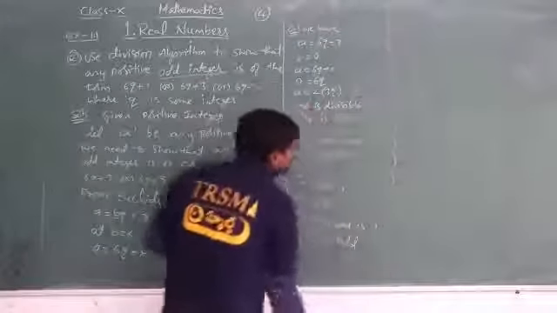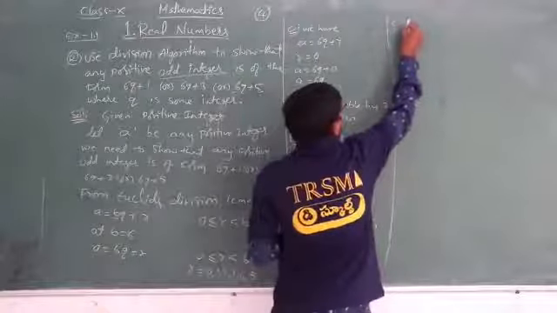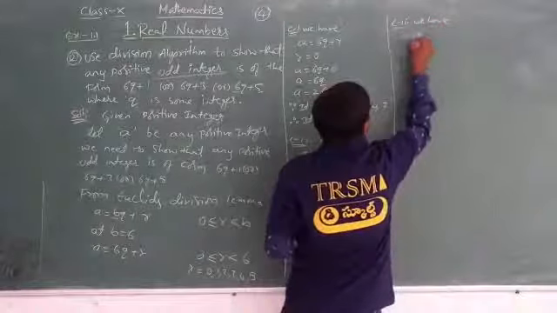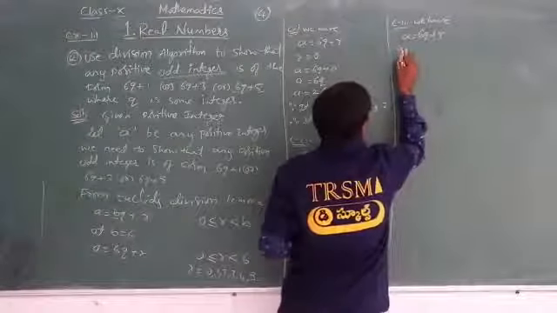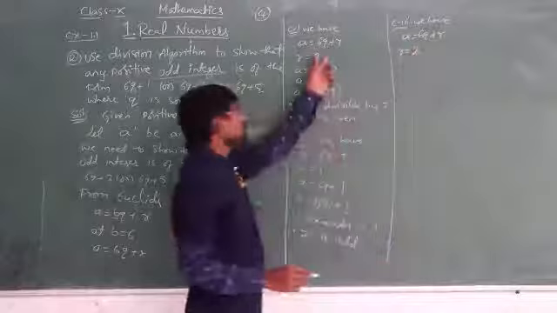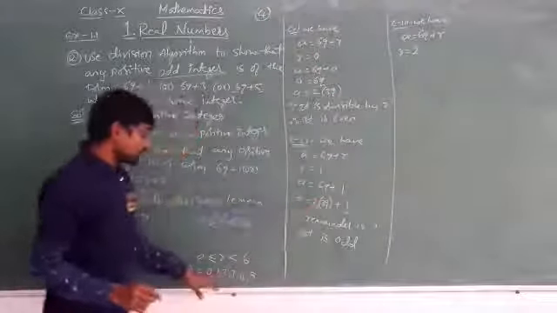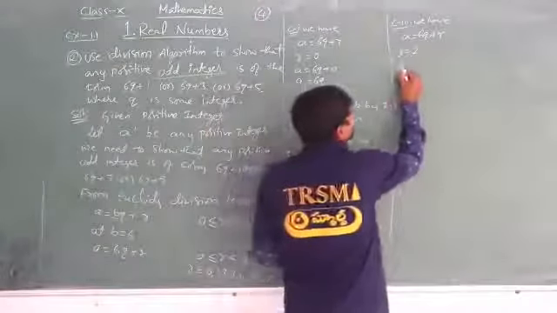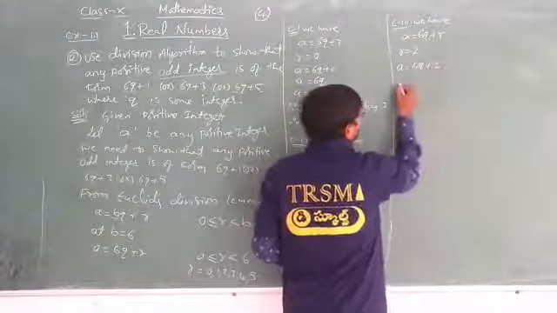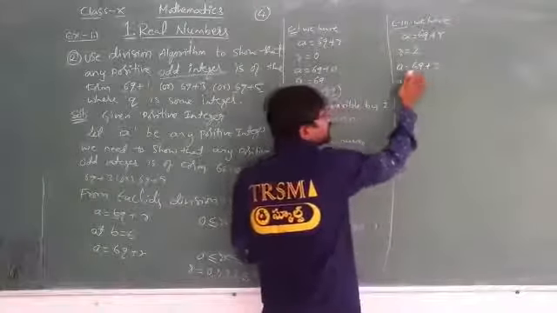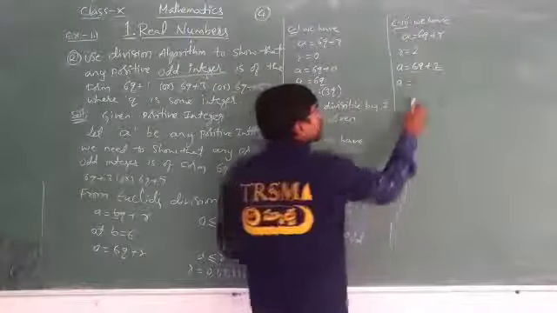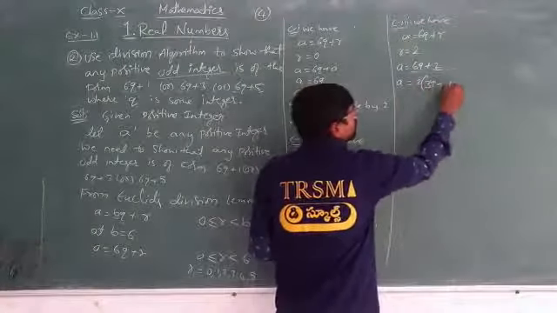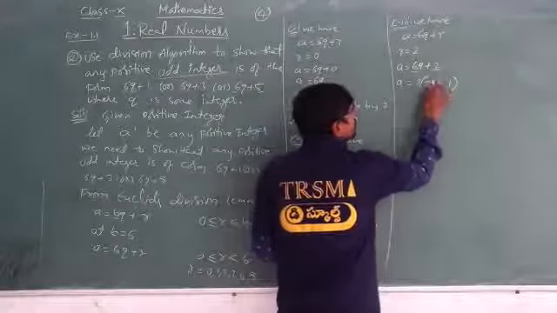Okay, now coming to case number 3. In case 3, again we have a equals 6q plus r. Here I have to substitute r equals 2, as I have substituted 0 and 1. Again I have 4 cases, 2, 3, 4, 5. Okay, so now if I take a equals 6q plus 2, you can see here we can take 2 common from both. If I take 2 as common, then 2 times 3q is 6q, plus 2 times 1 is 2, isn't it?